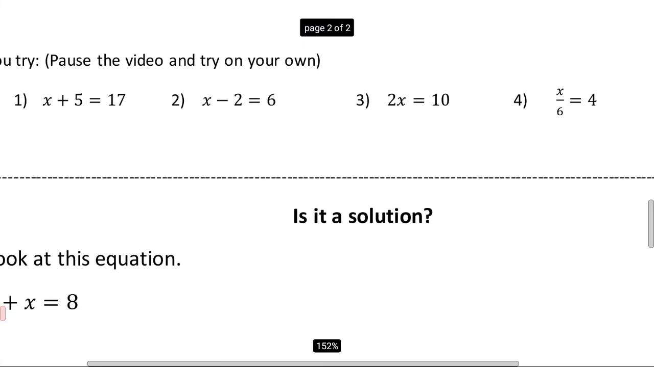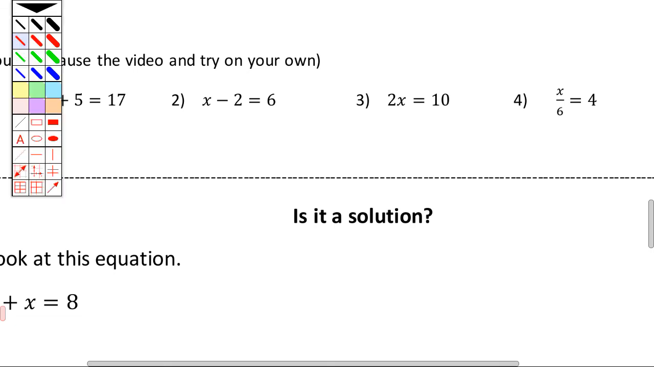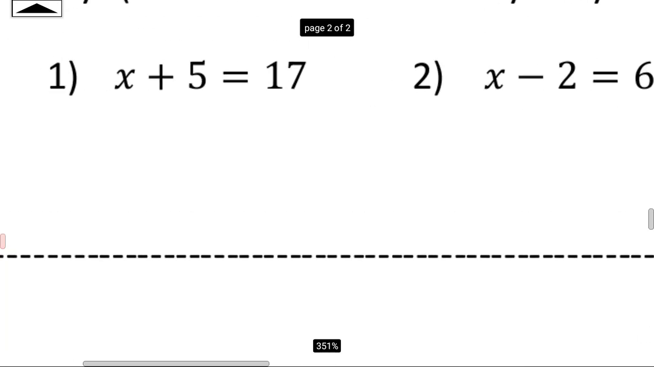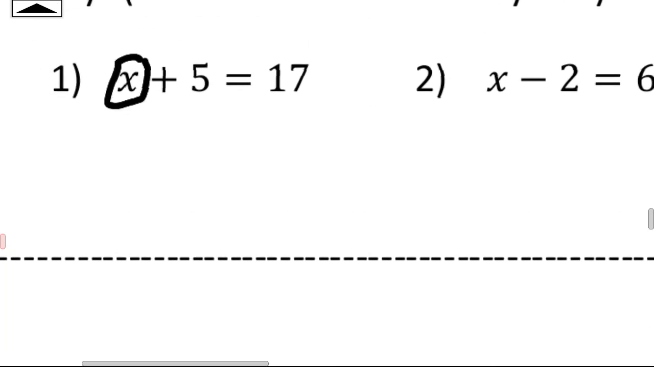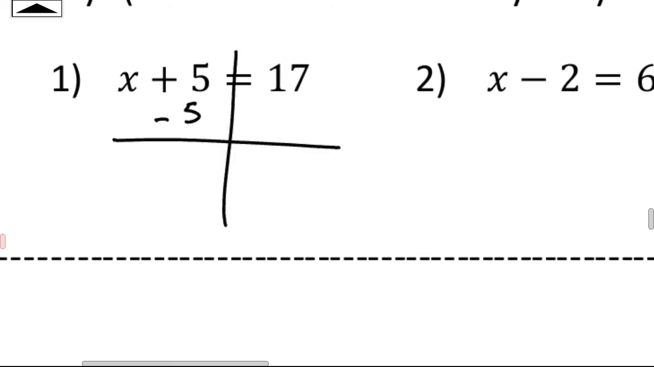So why don't you pause the video? There's 4 problems here. I want you to try these out. So, what mystery number plus 5 equals 17? Some of you can do it in your head. If not, let's go through our process. The opposite of addition, because I want to get this out of here, is subtraction. Subtract that 5. What do I do to the right side? Subtract 5. So I get x is equal to 17 take away 5, 12.